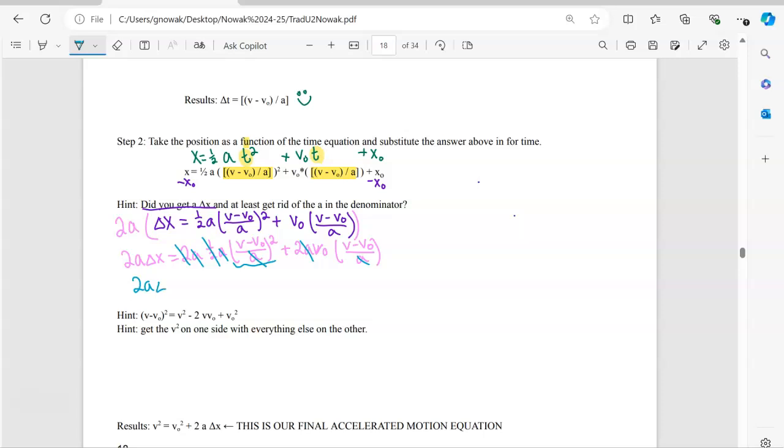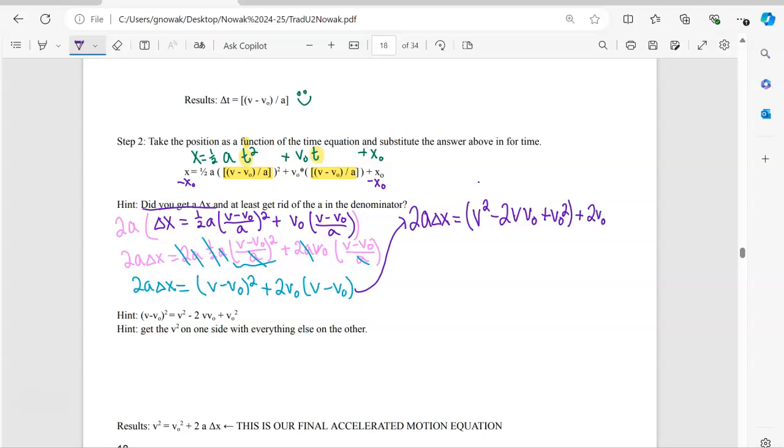So then I'm left with 2a delta x equals v minus v naught squared plus 2v naught times v minus v naught. I am going to go ahead and expand those things on the right side of my equation. So the left side stays the same. I'm going to expand my binomial here. So that becomes v squared minus 2v v naught plus v naught squared plus 2v naught v minus 2v naught squared.